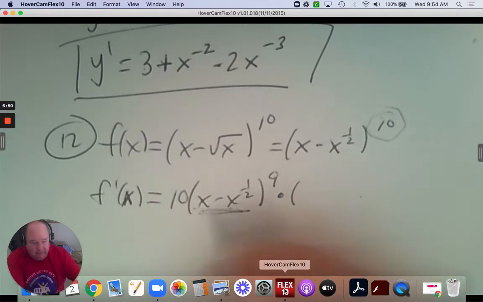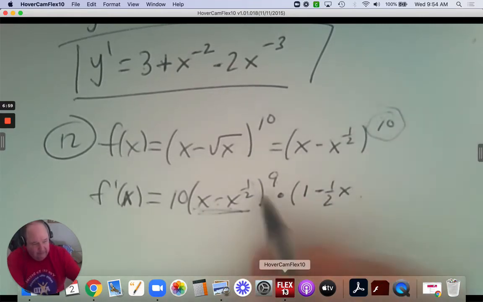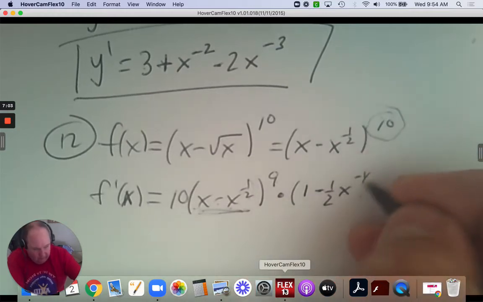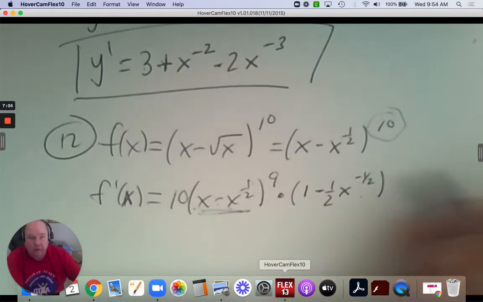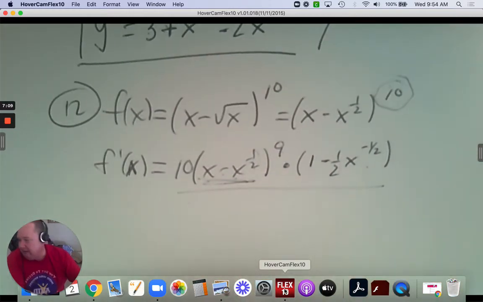The derivative of x is 1. The derivative of negative x to the half, it's 1/2 times negative 1. That's negative 1/2. And then you subtract 1. So 1 take away 2 is negative 1 over 2. No plus c or anything like that. We're taking the derivative, and there's your answer. Number 13.